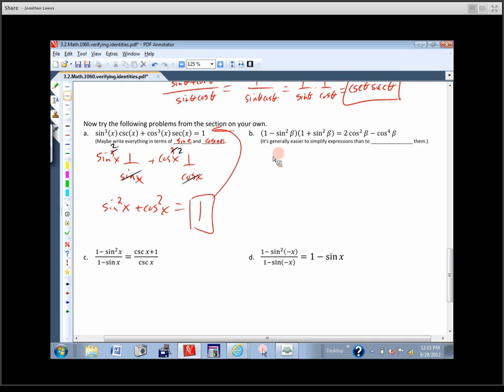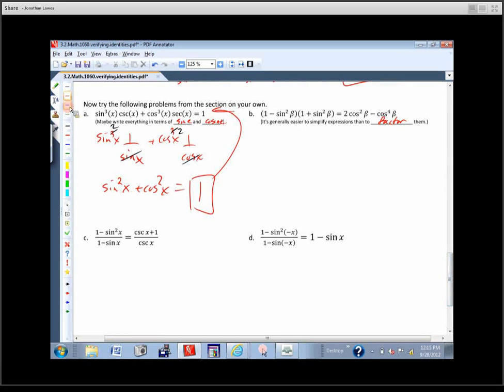Okay, let's take a look at the next one. And the hint here is it's generally easier to simplify expressions. So it would be easier to multiply these together and simplify it than it would be to, what do you see that we can do here? You can factor it. Okay, it's usually easier to simplify than to factor, but if you want to work on this side, both sides work out just fine. So I'm going to go ahead and do this one by multiplying the 2 of these together.